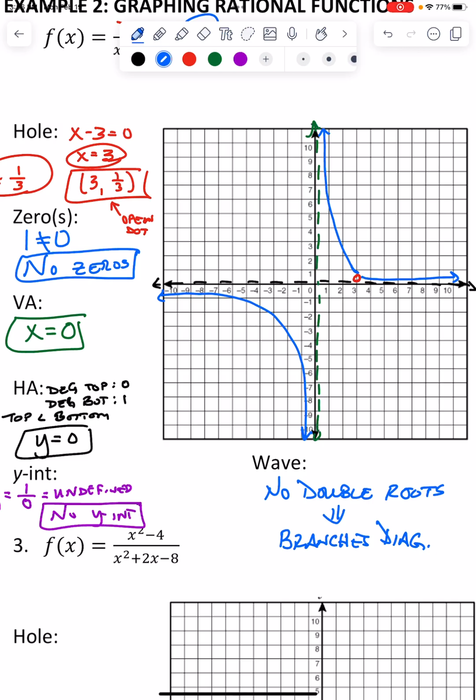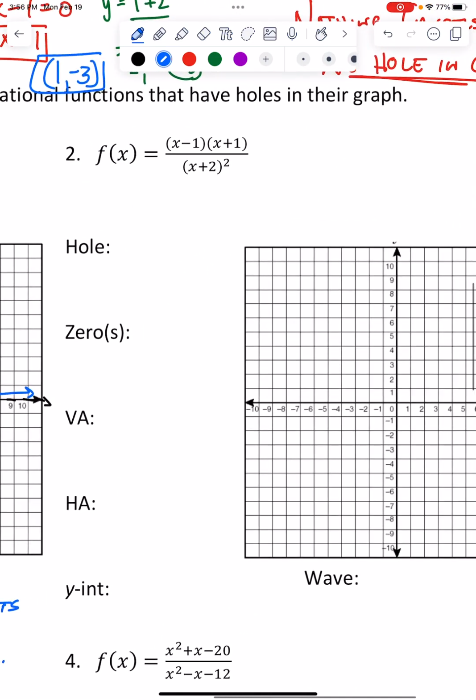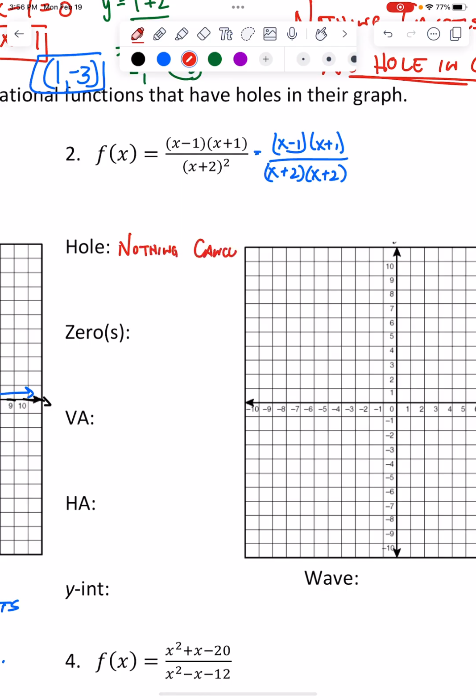All right, so again, the new thing is finding the hole. Everything else is the same. Now for this one, x minus 1, x plus 1 over x plus 2 squared. Remember, all that means is that there are two x plus 2's down here, like that. So if we look, nothing cancels here. Since nothing cancels, that means there is no hole in this graph.